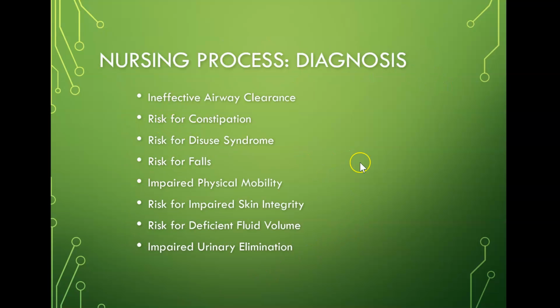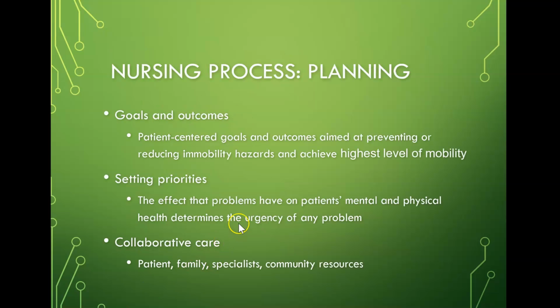So as far as what I was saying about nursing diagnoses, there's tons of nursing diagnoses that you can use for a person that is immobile, such as ineffective airway clearance, risk for constipation, risk for disuse syndrome, risk for falls, impaired physical mobility, impaired skin integrity, deficient fluid volume, impaired urinary elimination. All of those things play a process and a role.